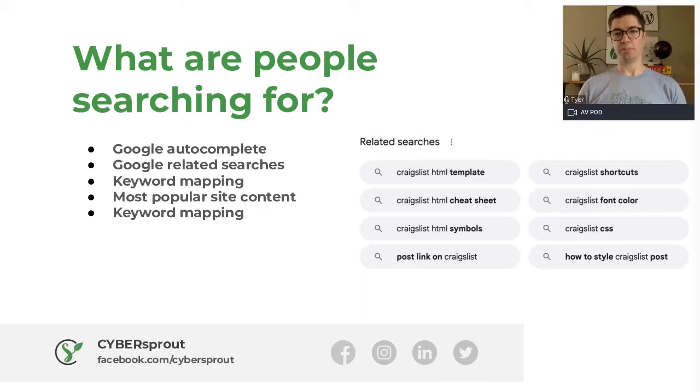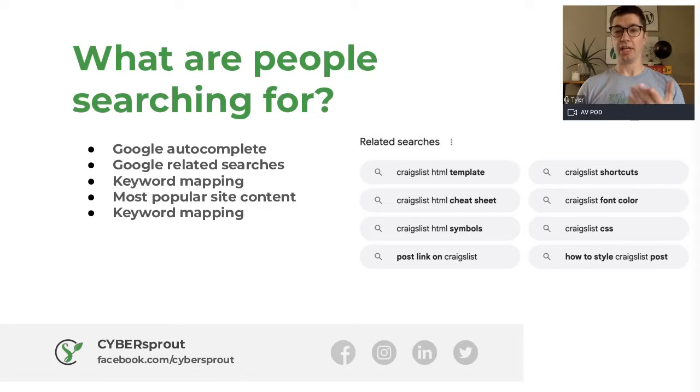That's when you type in something like home maintenance, and it auto-completes. It starts suggesting checklists, schedule, repairs. All those suggestions Google gives you are there because they know other people are actually searching for those phrases. So take those as a good place to start.